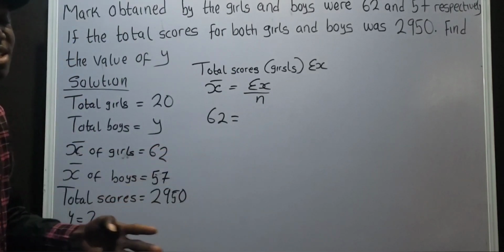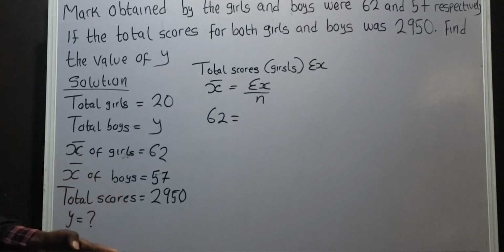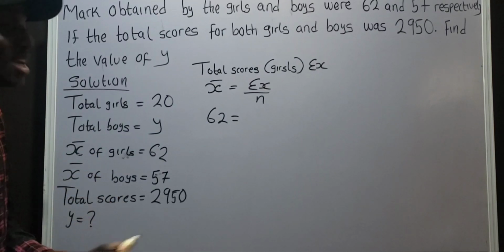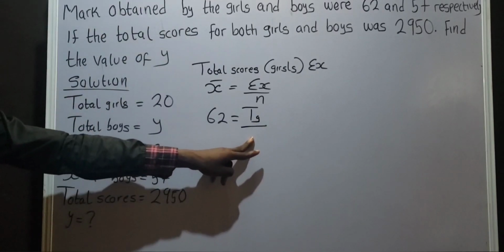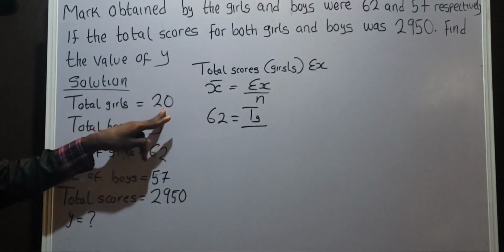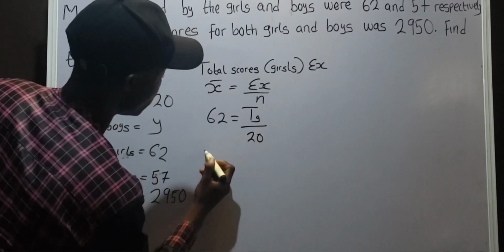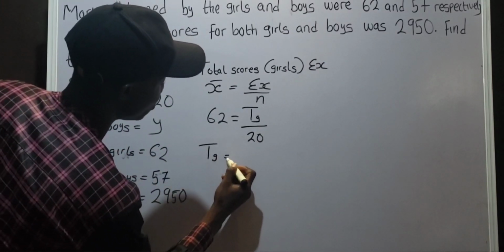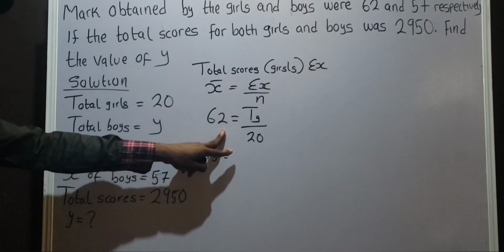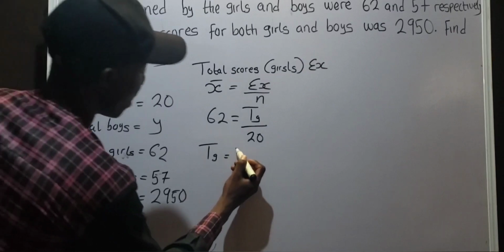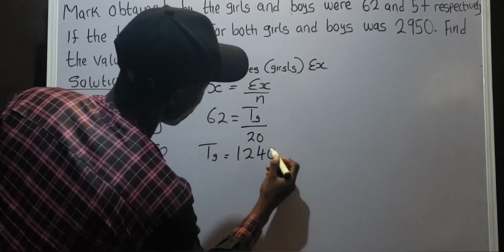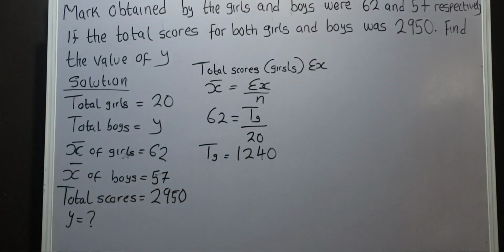Don't forget that the summation x is the sum of the scores of all the girls, and that is the total. The total scores for the girls, let me represent it as TG all over n. N is the total number of girls. The total number of girls is 20. So the total scores for the girls, TG, is equal to 62 multiplied by 20. If you punch your calculator, you are going to get 1240. So the total score for the girls is 1240.